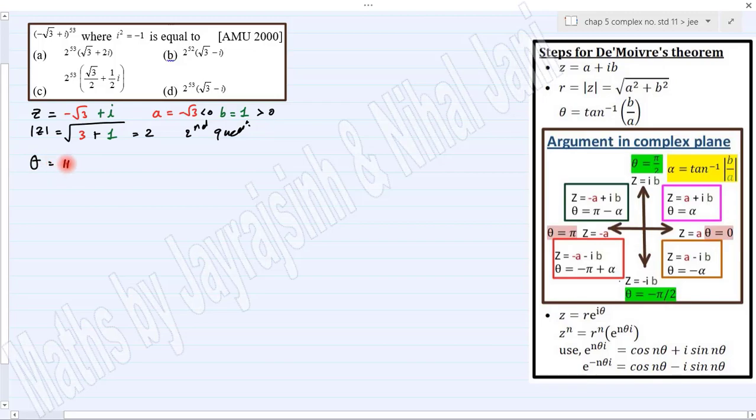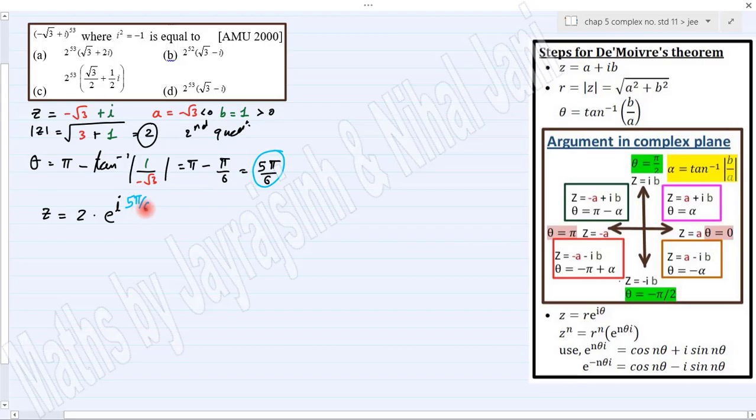So your theta must be pi minus tan inverse of mod b by a. We can say 1 upon minus root 3, which will give us pi minus pi by 6. So your argument of the complex number is 5 pi by 6. So we can rewrite our complex number into the exponential form by modulus, which is 2, into e raised to i times your angle, which is 5 pi by 6.